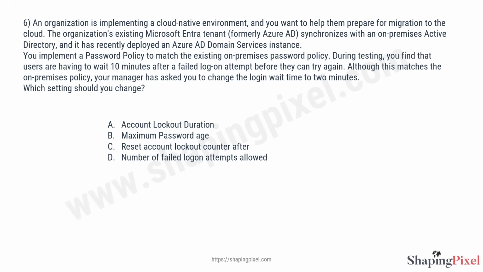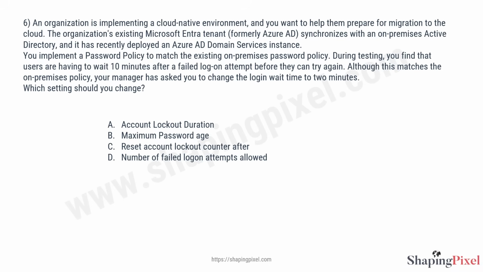During testing, you find that users are having to wait 10 minutes after a failed logon attempt before they can try again. Although this matches the on-premises policy, your manager has asked you to change the login wait time to 2 minutes. Which setting should you change? We have the following 4 options. Option A, account locked out duration. Option B, maximum password age. Option C, reset account lockout counter after. Option D, number of failed login attempts allowed.